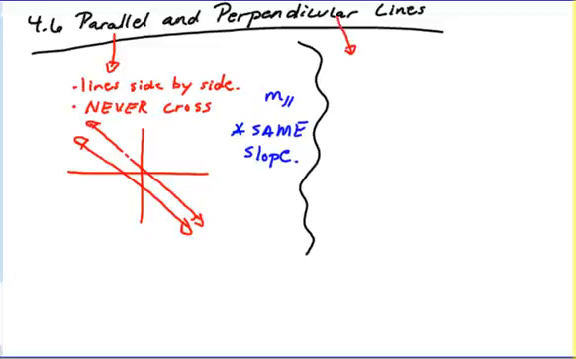Perpendicular. Talk to me about perpendicular. It's kind of the opposite of parallel, isn't it? They don't always cross, but they do cross in a very special way. Talk to me about the way they cross. 90 degrees. So it like makes a T or an X, right? It's a very specific kind of crossing.